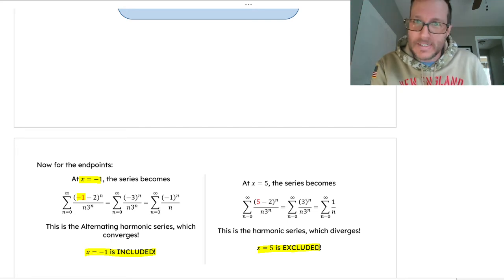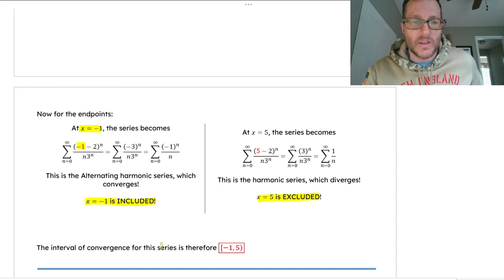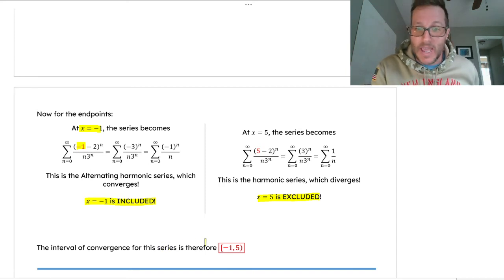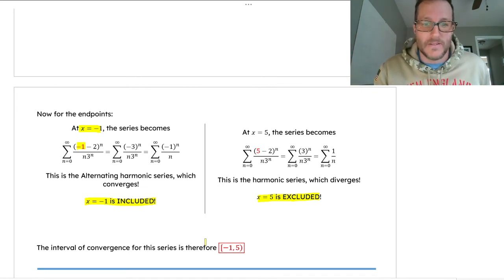So -1 is in, 5 is out. So here's what we're going to say. The interval of convergence for that power series is -1 to 5, including -1, but excluding 5.